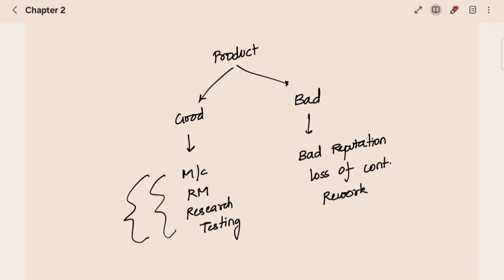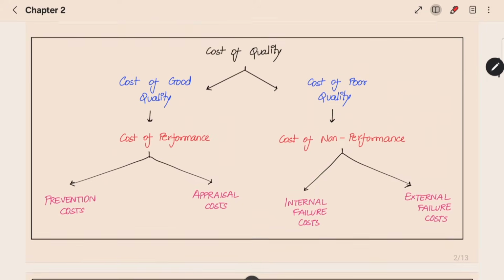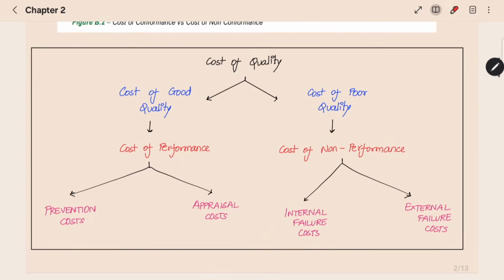If you are creating a bad product, you don't have to invest a lot of money in making it. Anyway, you are going to make a bad product, and you have to face losses in these forms. These are the two types of things that they are saying. First is the cost of good quality. If you want to create a good product, it will be a different type of cost. If you want to create a poor product, the cost of bad quality or poor quality is a different type of cost. That we are going to see in detail.